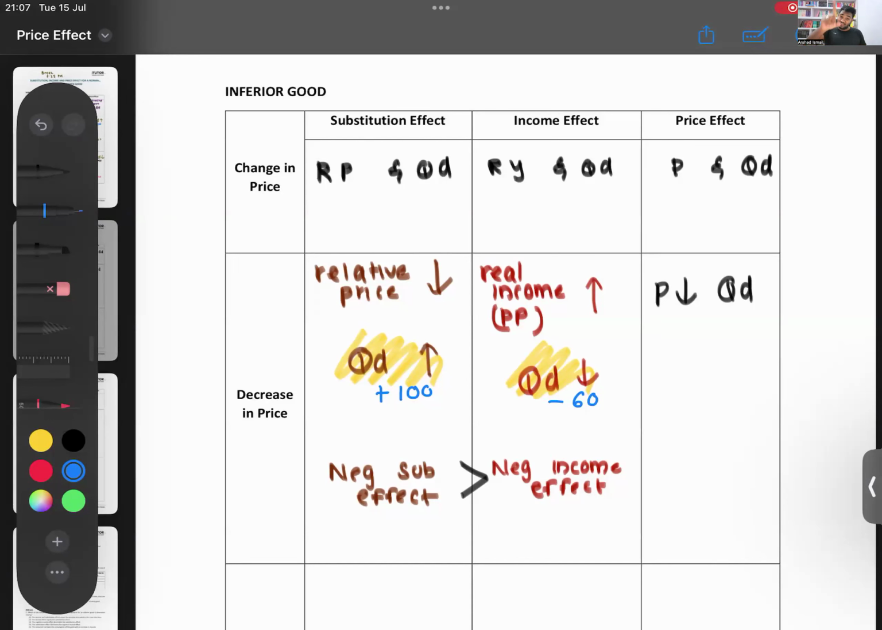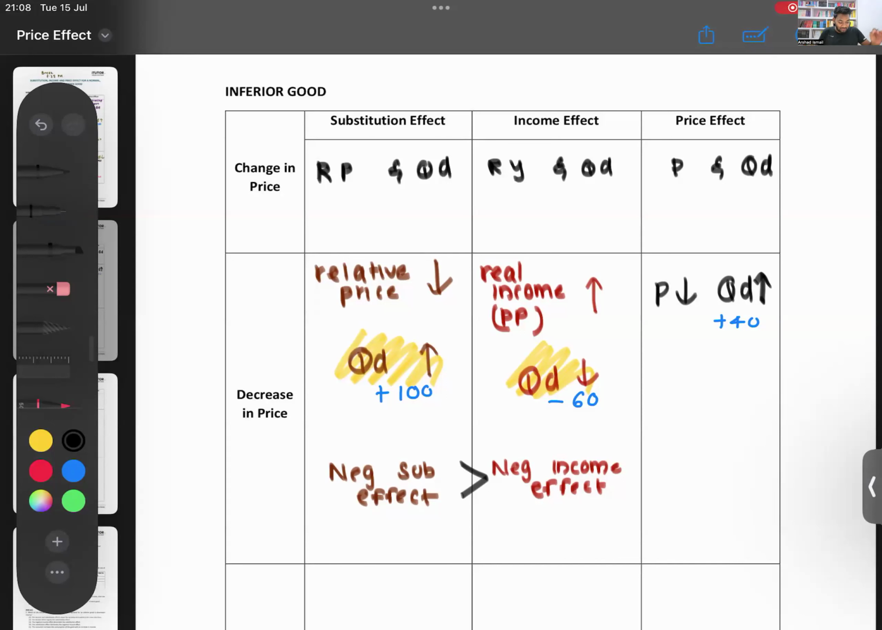Substitution effect is saying QD will increase by 100. Income effect is saying QD will reduce by 60. Then overall, what will happen to QD? It will increase or decrease. It will increase. Increase by how much? It will increase by 40. See? Increase by 40. That is the story for an inferior good line.